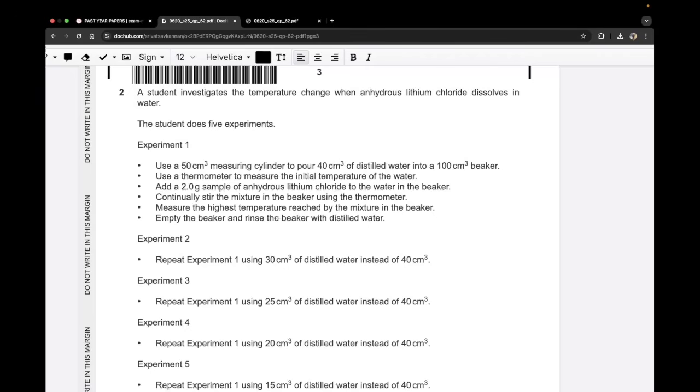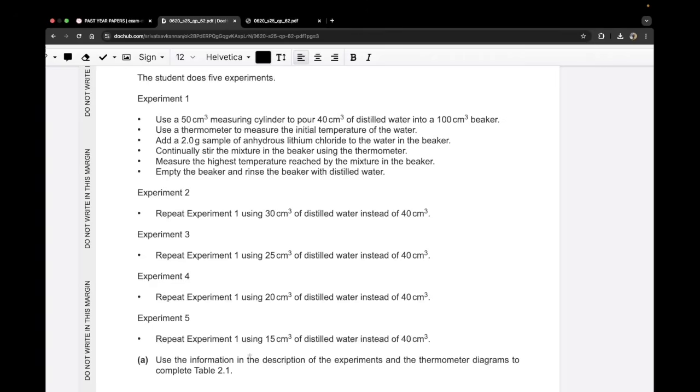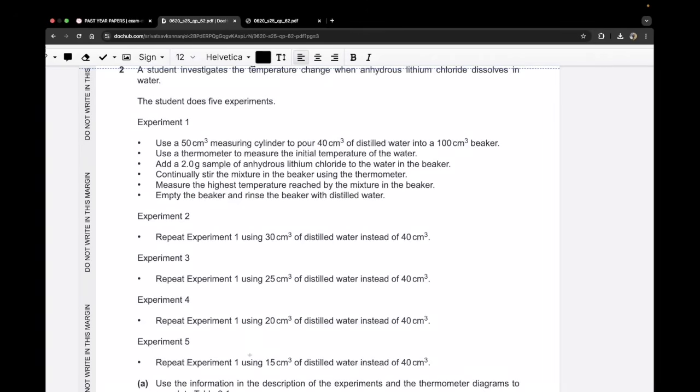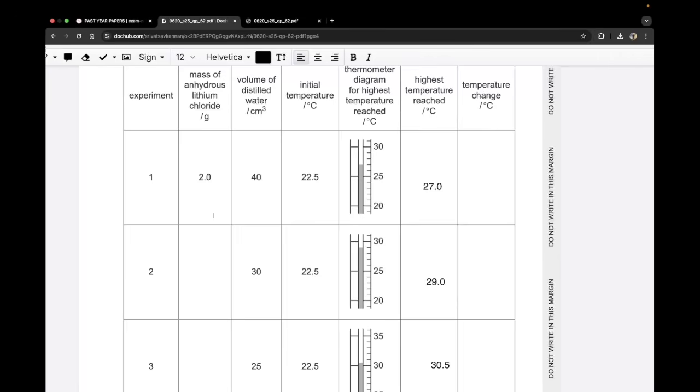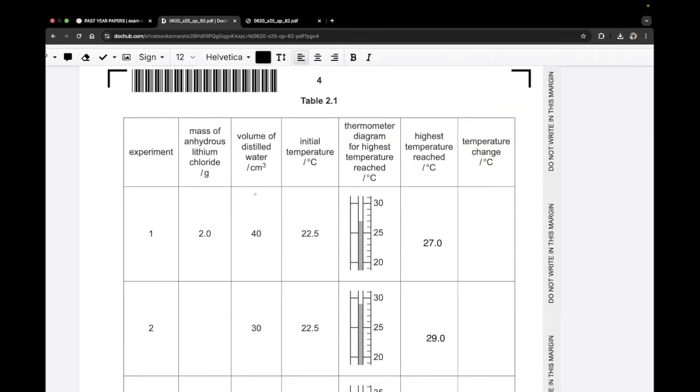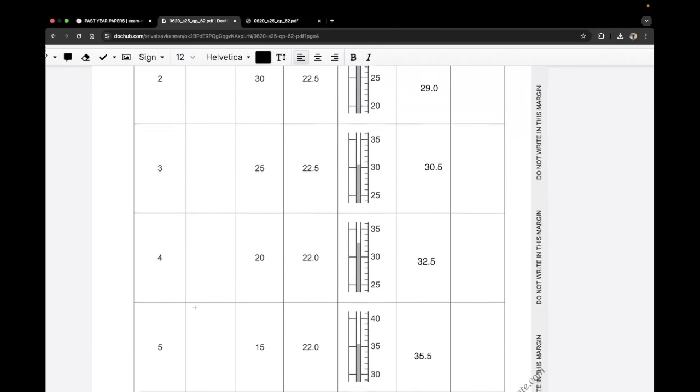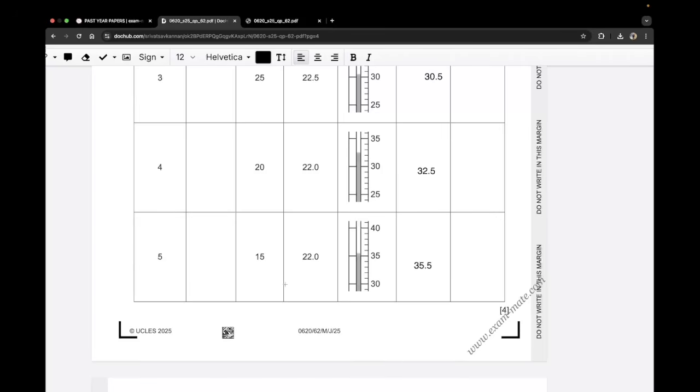What they're doing is they're taking some volume of distilled water. Here it's 40, they're reducing it to 30, 25, 20, 15. Adding the same constant amount of anhydrous lithium chloride and stirring it and checking what the temperature change is, right? Easy stuff there. So all of these would be 2.0 because the mass of the lithium chloride itself does not change. Only the volume of distilled water changes because this is the independent variable, right? This is a control variable. So this would all be 2.0s and this would just be the subtraction of both of these.